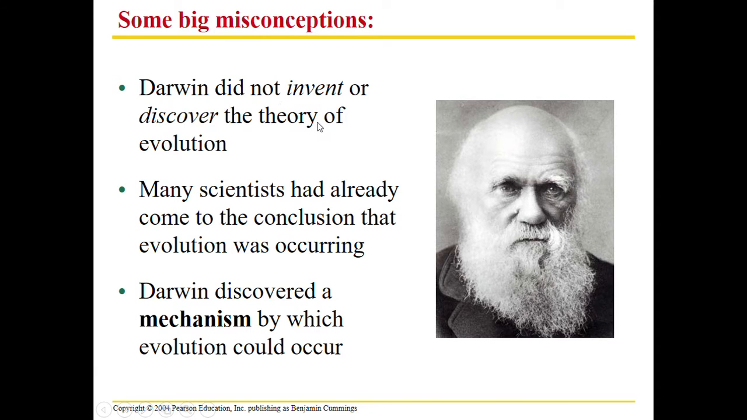So like I said, Darwin didn't invent or discover the theory of evolution. He just pointed it out. He discovered the mechanism by which it could occur. A lot of scientists had already come to the conclusion that evolution was occurring. If we look at Aristotle, you know, he was talking about differences in animals and seeing different things, etc.